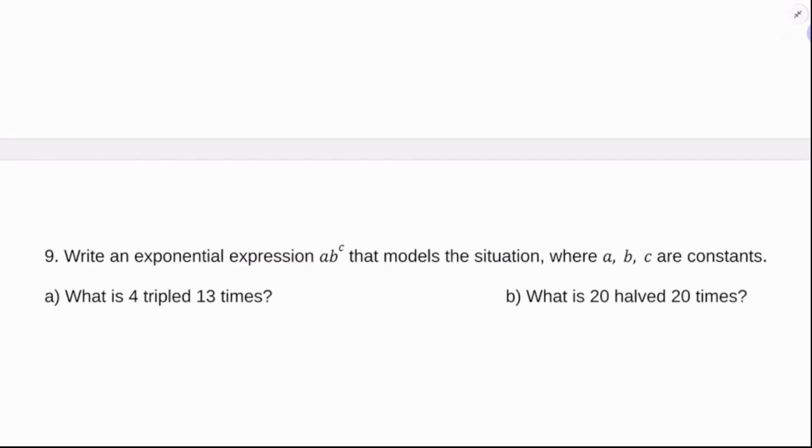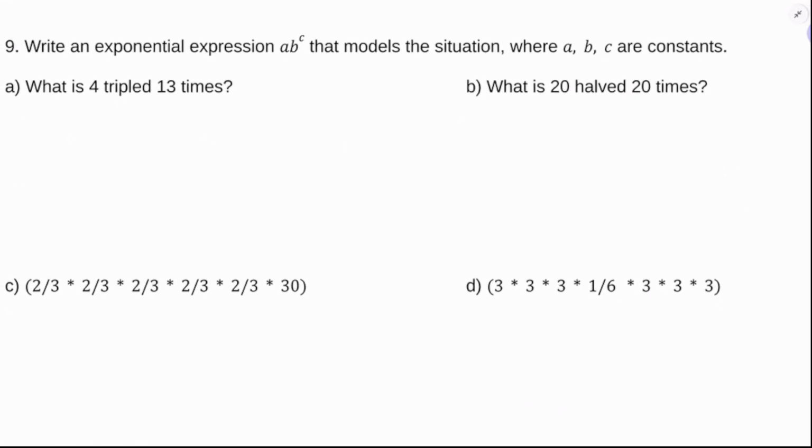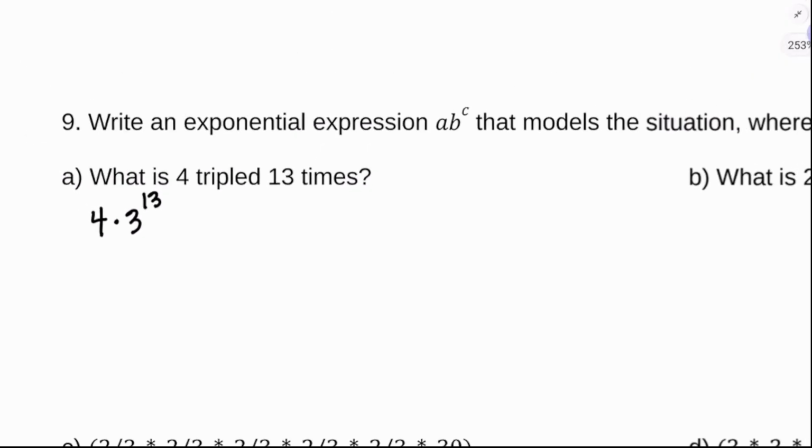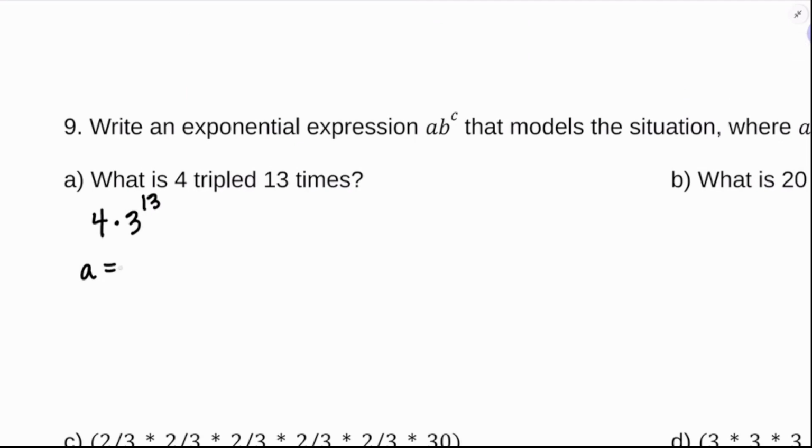All right, now we're going to write an exponential expression that models a situation where a and b and c are all constants. So what is 4 tripled 13 times? I like this one. Okay, so we're going to start with 4, and then we're going to triple it. Well, tripling it once would be like multiplying by 3. Multiplying by 3 twice would be tripling twice. Okay, so if we tripled 13 times, we're going to be having a bunch of 3's, and something that we could write a little shorter as 3 to the 13th power. So, they said a times b to the c, a equals 4, b equals 3, c equals 13.